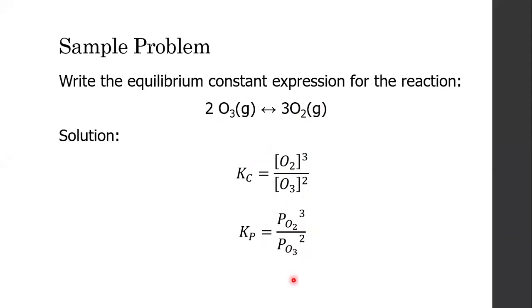Now, if you're wondering why we can use Kc and Kp for this particular reaction, the equilibrium constant in terms of concentration can be used for both aqueous and gaseous reactions, whereas the equilibrium constant in terms of pressure can only be written for gaseous reactions. Since this is a gas, ozone O3 and O2, then we can use either Kc or Kp as our equilibrium constant expression.